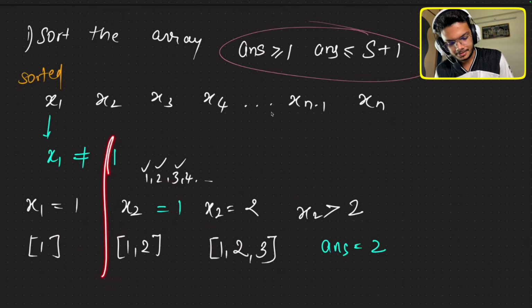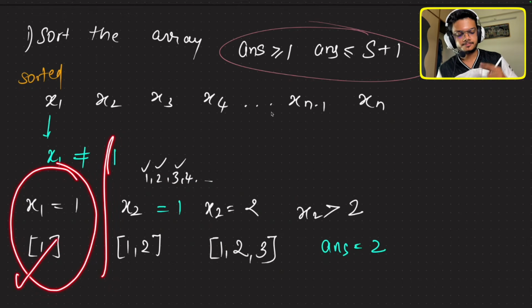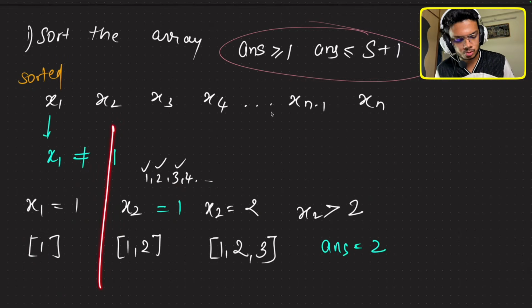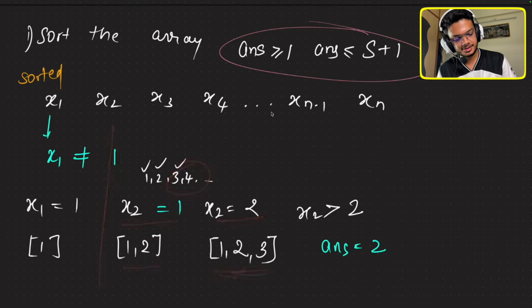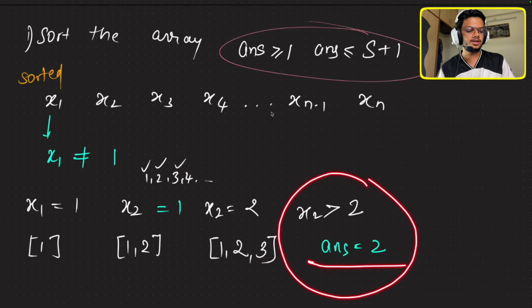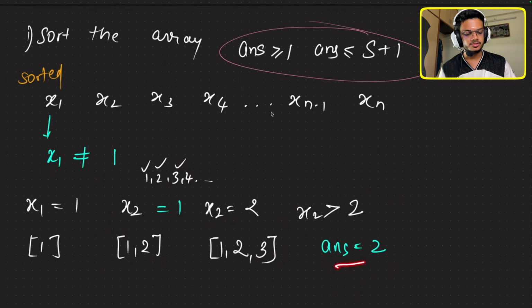Again, when x1 is 1, you can create sum 1. Then for x2, if it is 1, yeah, you can create sum 2. If it is 2, yes, you can create sum 2, but you can also create sum 3. But if x2 is greater than 2, you cannot create sum 2, right? So here your answer will be 2.